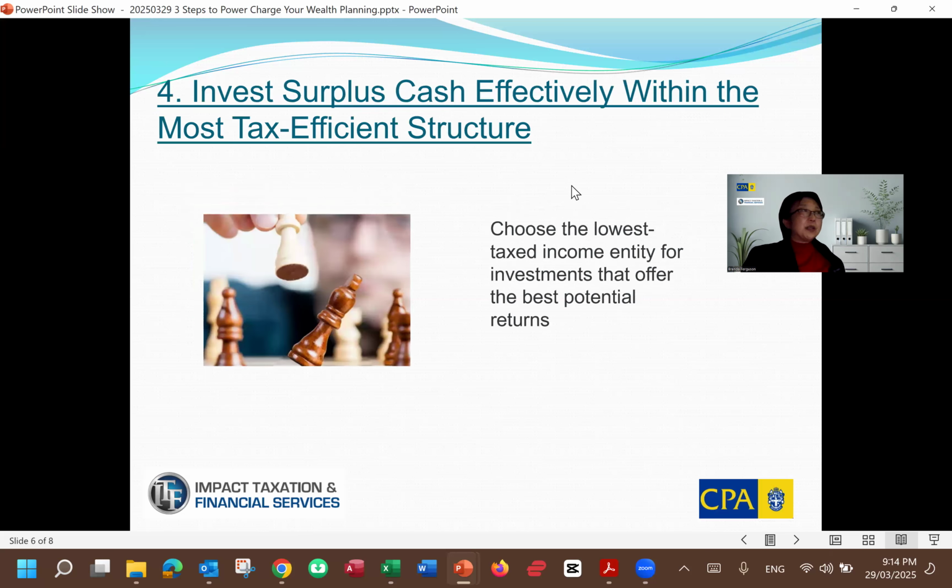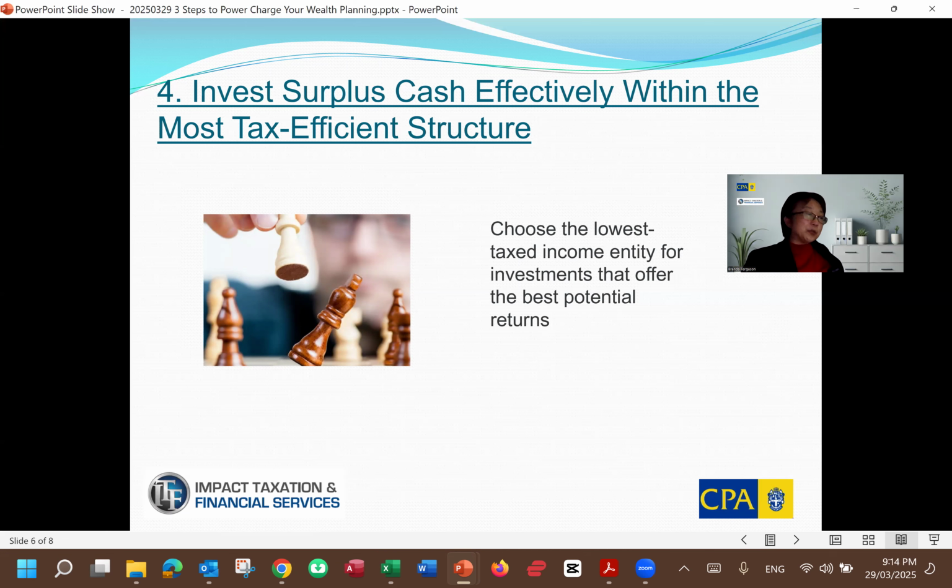So of course, number 4, once you have all the emergency fund set aside, then you'll know how much you can invest. So step number 4, invest surplus cash effectively within the most tax efficient structure. Choose the lowest tax income entity for investments that offer the best potential returns.